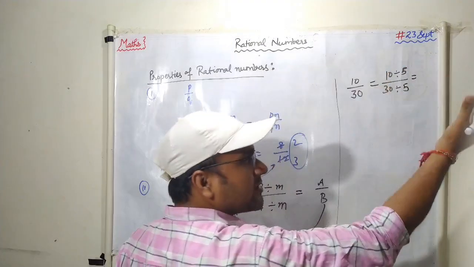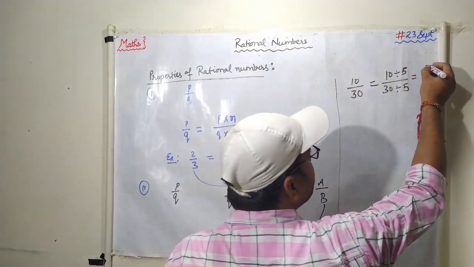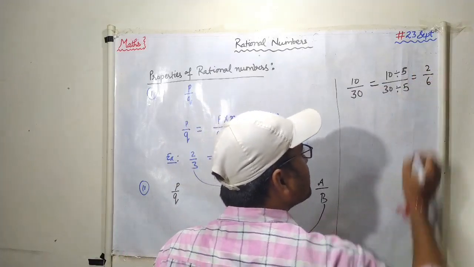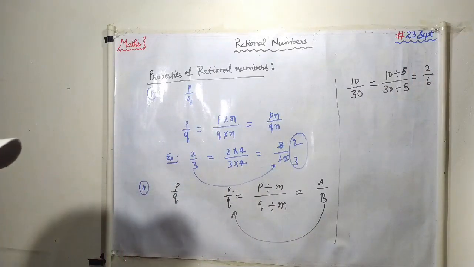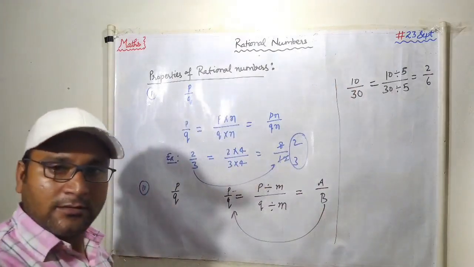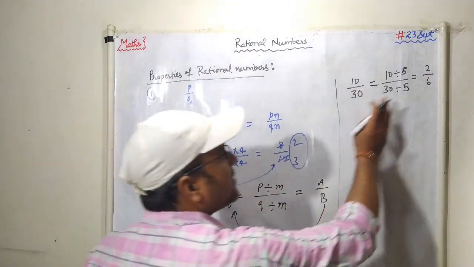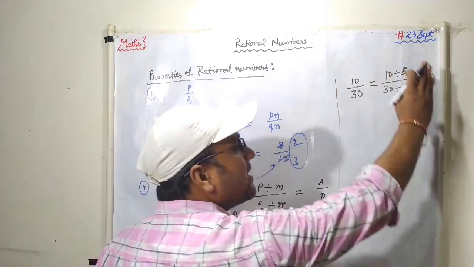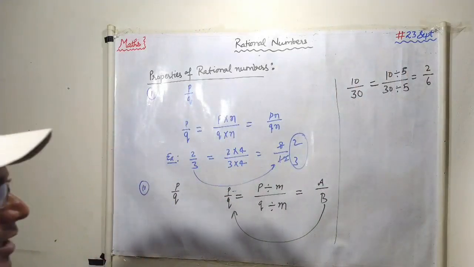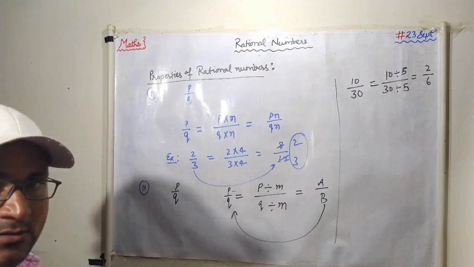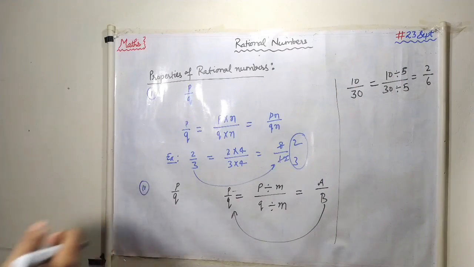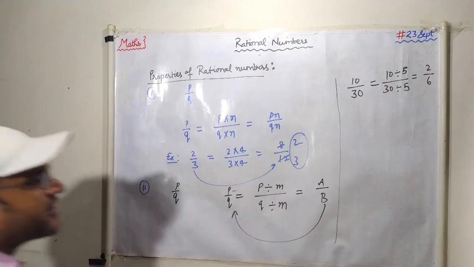You will get another rational number: 10 divided by 5 gives 2, and 30 divided by 5 gives 6. So 2 upon 6 is the same as 10 upon 30. This is also very important, to reduce by dividing, you will get an equivalent rational number. Property 3.